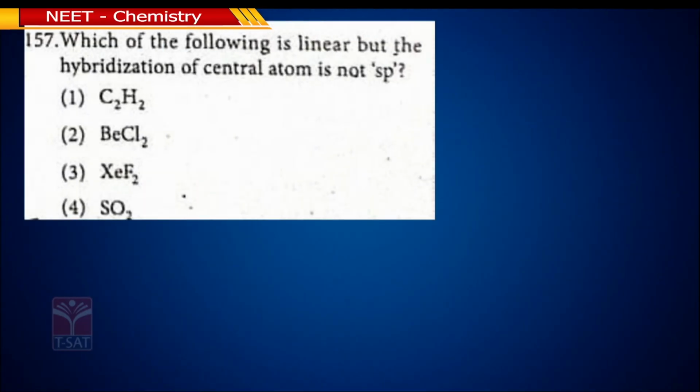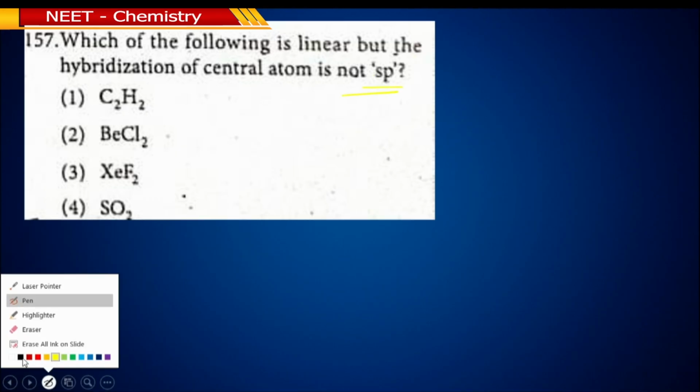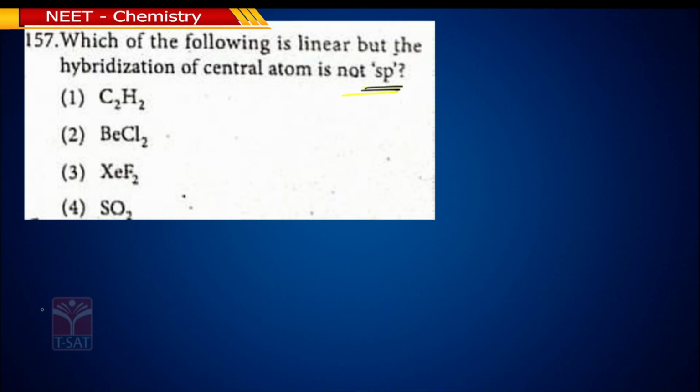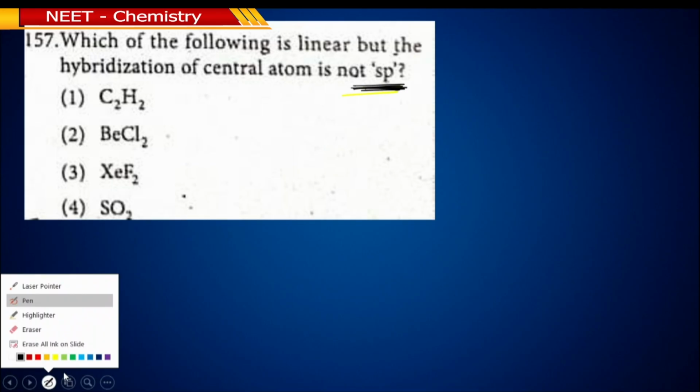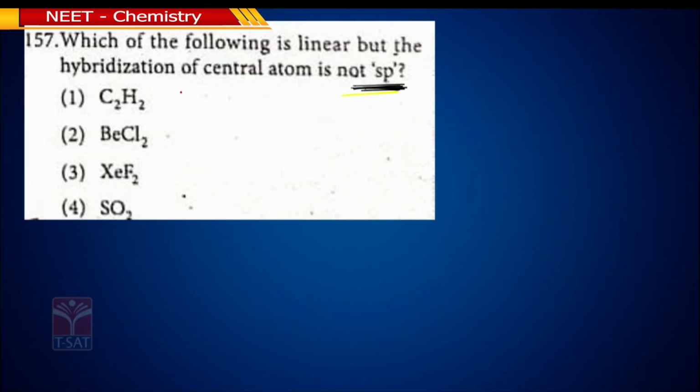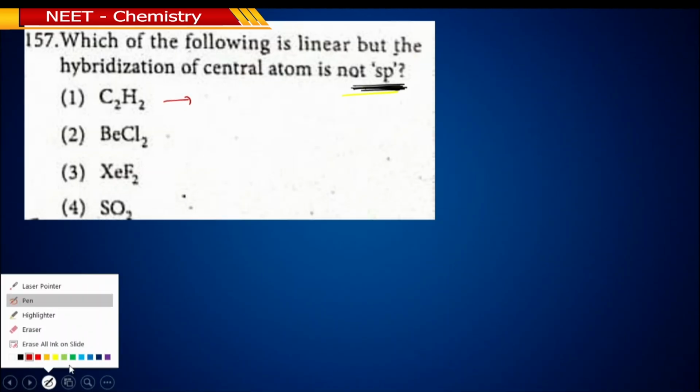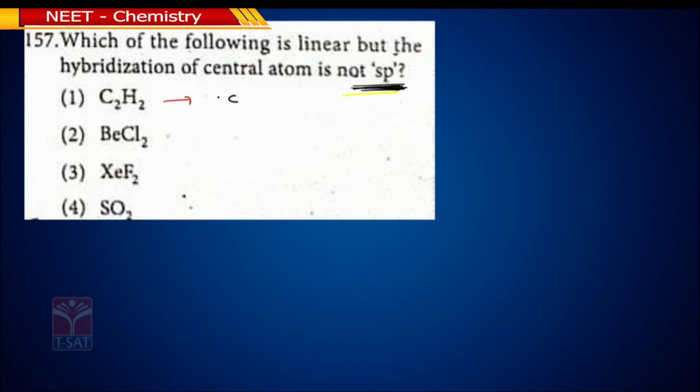Now next question. Which of the following is linear but the hybridization of the central atom is not sp? The molecule is linear but its hybridization should not be sp. See, C2H2, the carbon is sp hybridized, right? It is linear and sp, but you should not have sp. BeCl2 is linear only, but this is also sp.